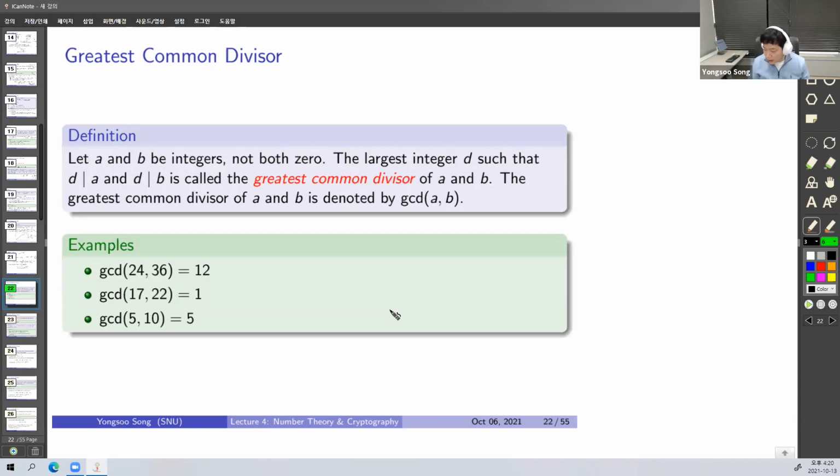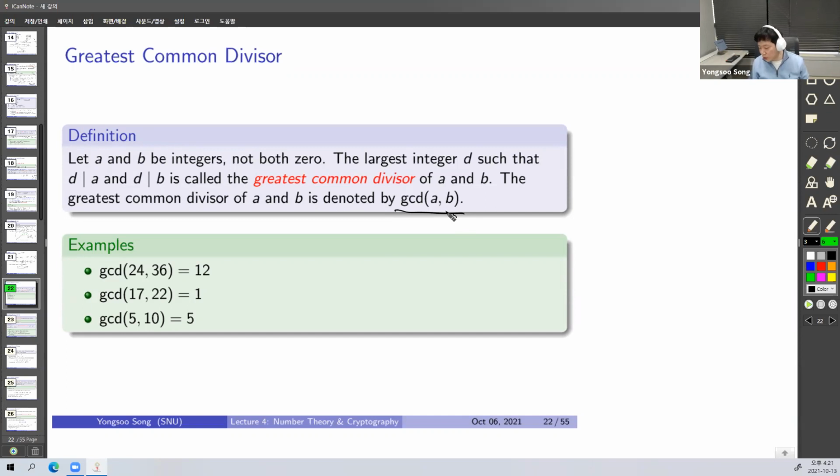Okay, so now back to, again, elementary stuff. So I defined the greatest common divisor. Let A and B be non-zero integers, and the greatest common divisor of A and B is the largest integer D such that D divides both A and B. The greatest common divisor is denoted simply by GCD of A and B.